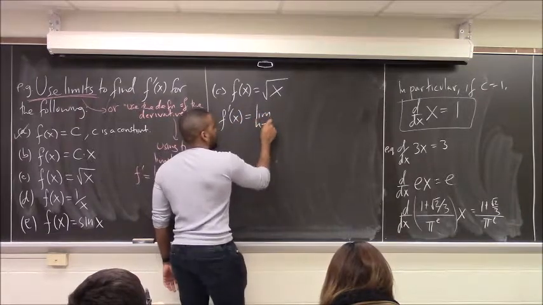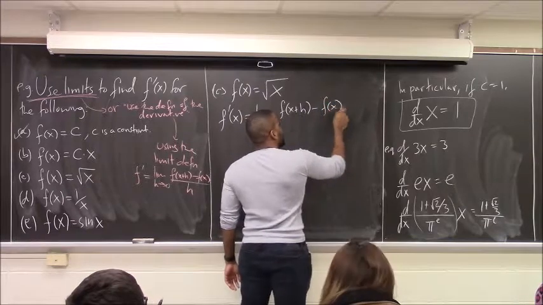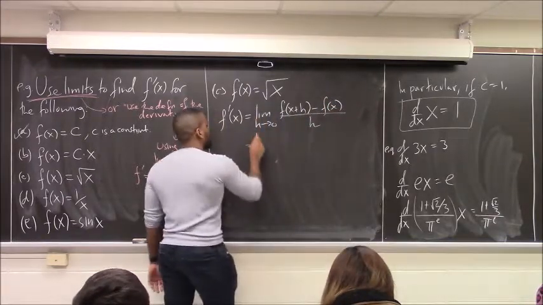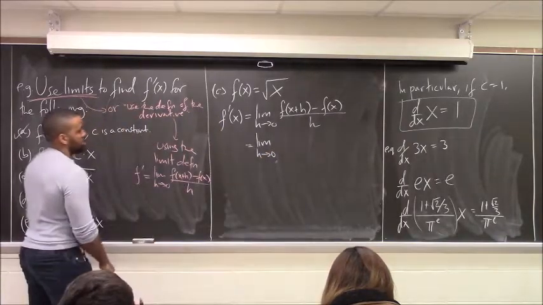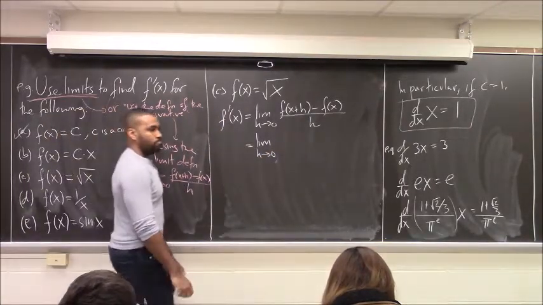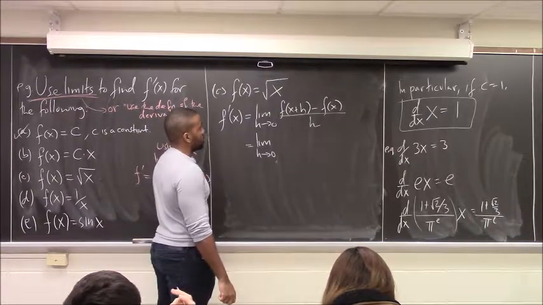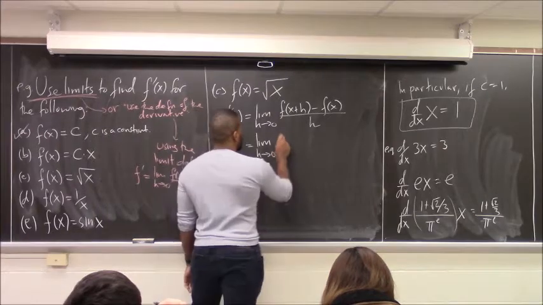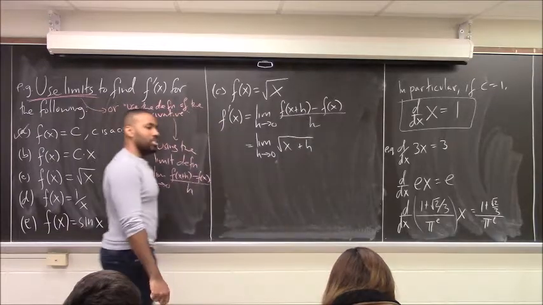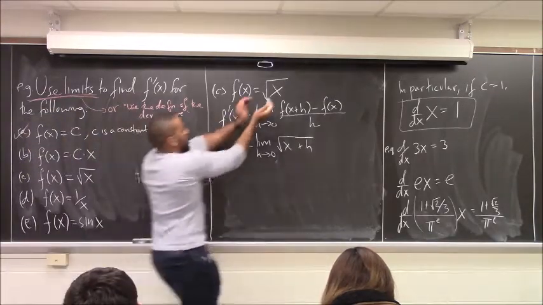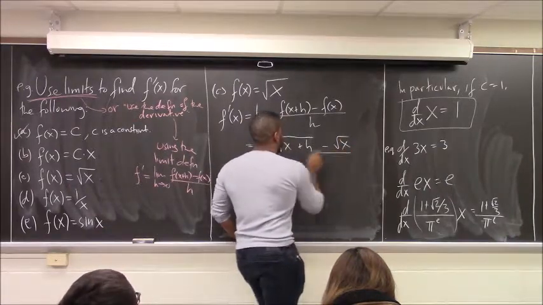We take the limit as h approaches 0 of f of x plus h minus f of x, all over h. What does f of x plus h look like here? Radical x plus h. You replace that entire x with x plus h, minus radical x, all over h.